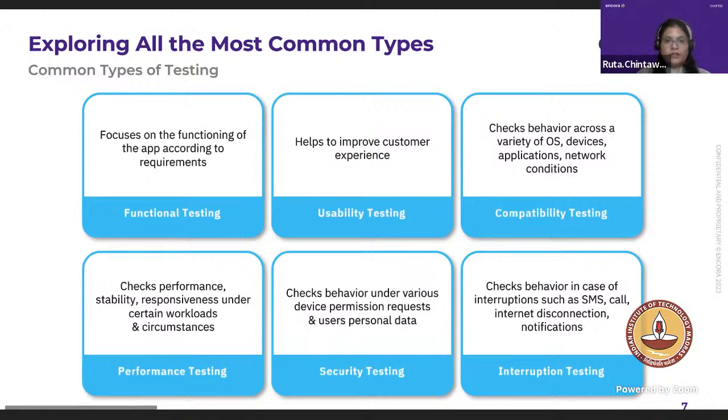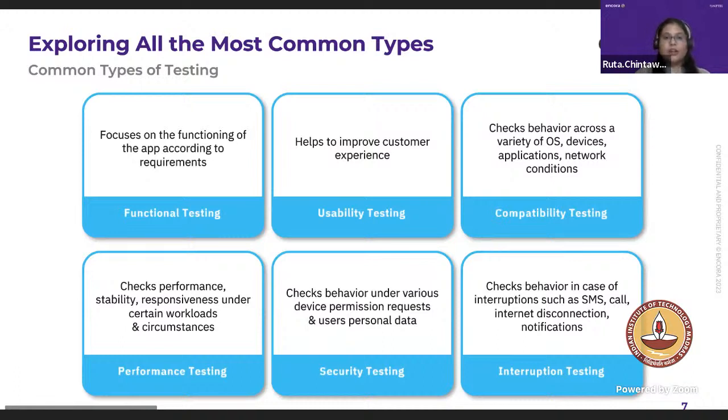Then we have security testing. Security testing tests the user's personal data, and it tests the app behavior under various device permission requests. We generally have a permission request, right, like when we download any application, that application asks whether you want to give it the ability to access your contact list, your gallery data, or whatever data of your mobile phone. So it will check the permission, how it's behaving and how it is accessing the user's personal data. That thing we do under security testing.